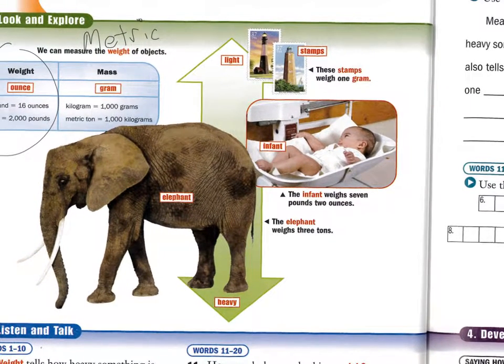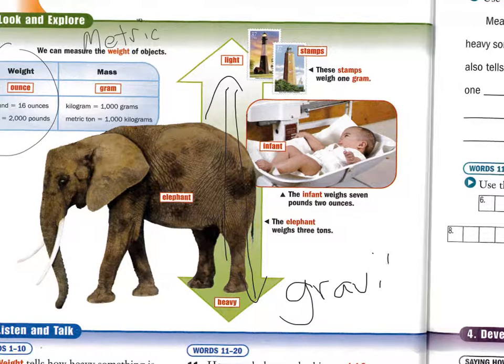Okay, so when we think about weight, we are looking at a continuum of things that are light and things that are heavy. And for things that are heavy, we see the arrow going down, not up, because we're thinking of gravity, right? The heavier it is, the harder it'll fall. Okay, so elephant. An elephant weighs 3 tons. An elephant is heavy. An elephant weighs 3 tons.